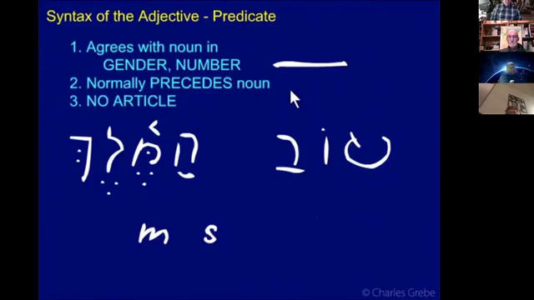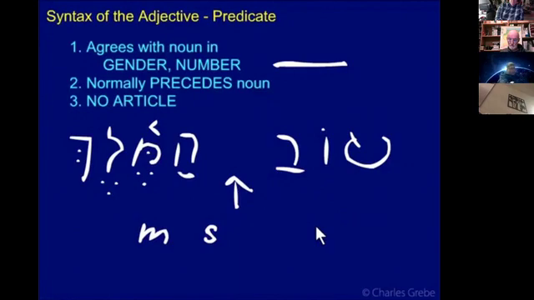The predicate adjective precedes the noun. In fact, it does here, so that's normal. And there's no article on it either, so there's no reason to think it wouldn't be a predicate, especially without a context. So, how would you translate this? Tov HaMelech. It's not the good king. That's how you translate it if it was attributive. Instead, it is literally good is the king, and you'd imply your verb here, the verb to be. So in good English, you'd say the king is good. Literally, good is the king.